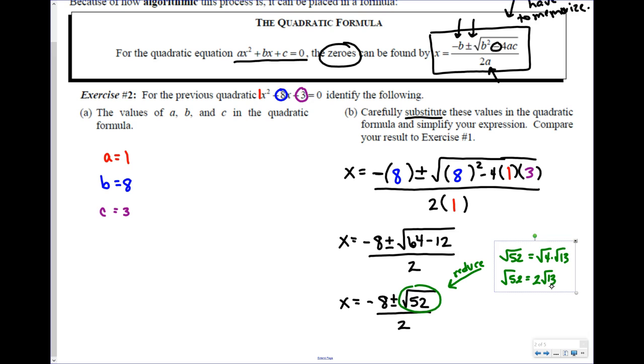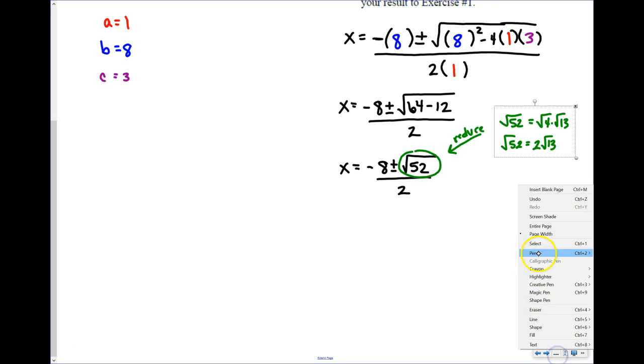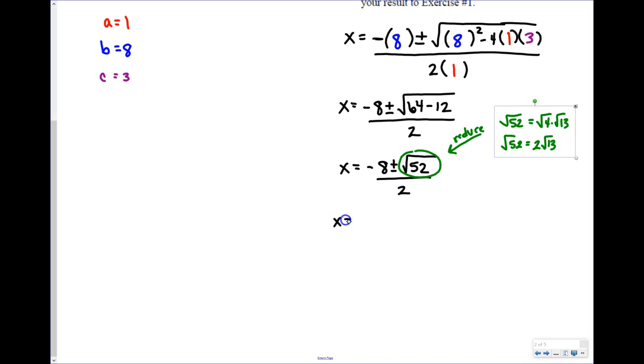So now, when I go to reduce this, I'm going to replace the square root of 52 with the 2 square root of 13 over 2. Okay? So now I've got to deal with this plus or minus. Sorry, not the plus or minus, but the 8 divided by 2.